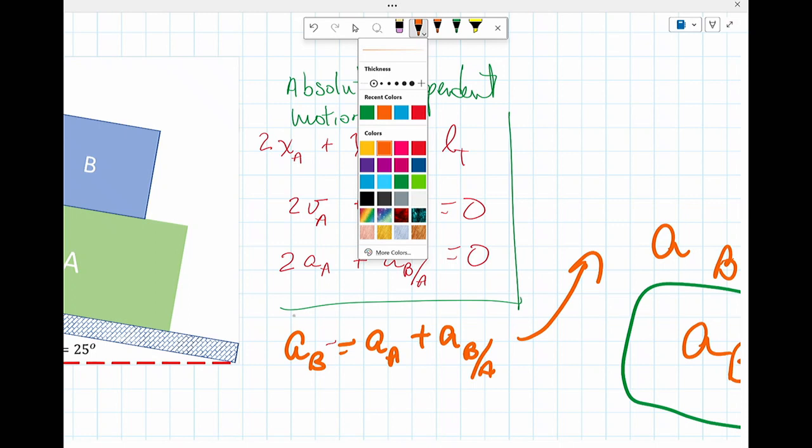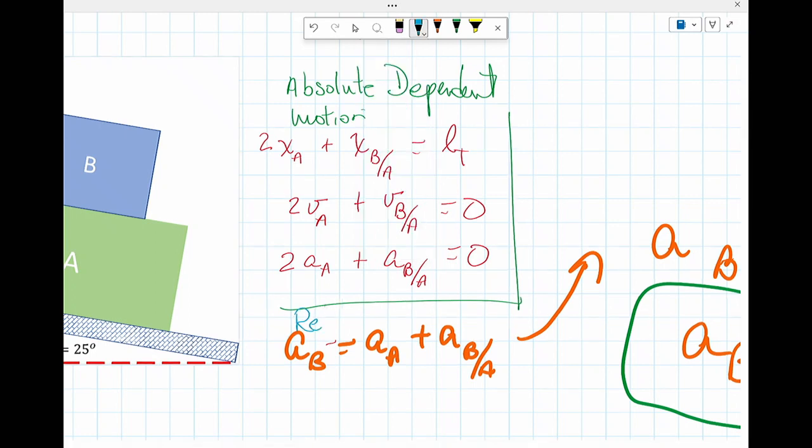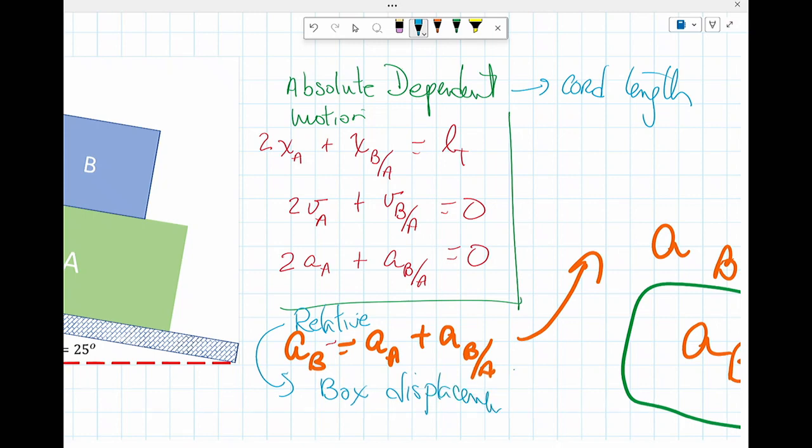So the one in green deals with the chord length. This one is the box displacements. Even though those two things seem to be saying two separate things, one is talking about the chord and the rate of change of the length of the chord. For example, the simplest one is really to go with velocity, and the rate of change of A is going to be twice as much as the rate of change of B with respect to A. Or it's going to be half, actually.